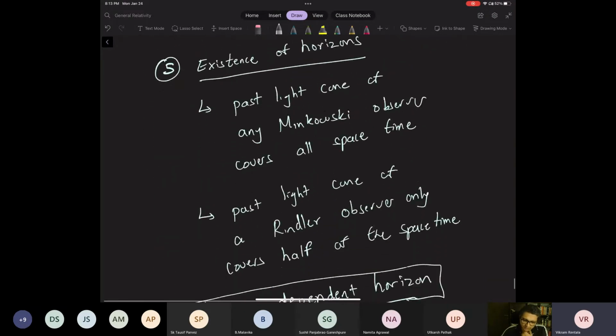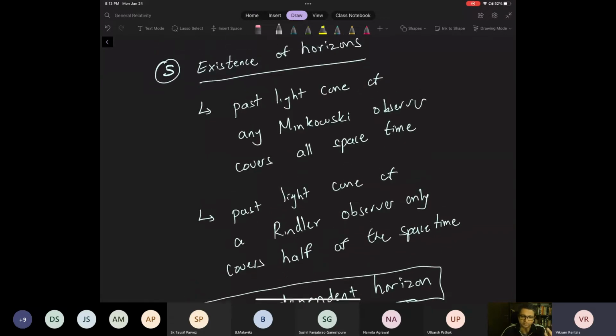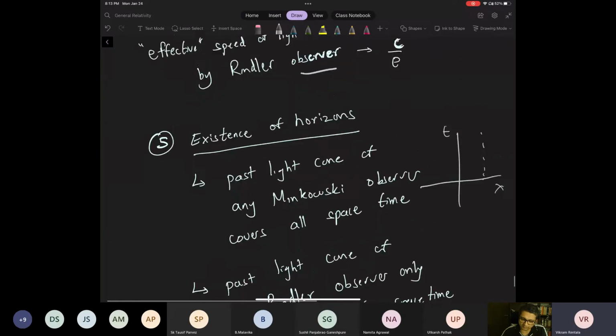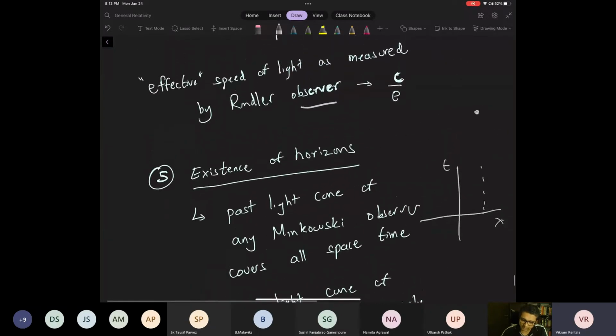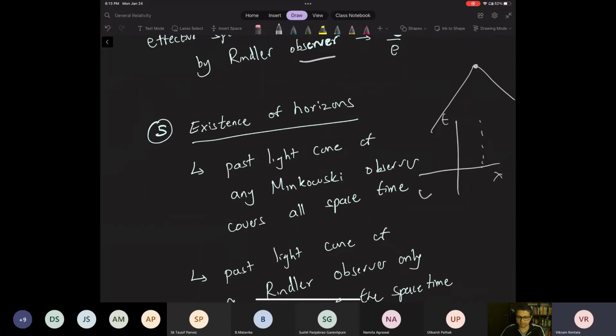And finally, we'll talk about the existence of horizons. This is something that's unique to special relativity. If you take any Minkowski observer, with x and t, and you wait long enough, so when they're in the far future, and you look at their past light cone, their past light cone will cover almost all the points in space-time. A Minkowski observer, that is an inertial observer in Minkowski space, will be able to receive signals from every single point in space-time. There's nothing stopping them from receiving signals.